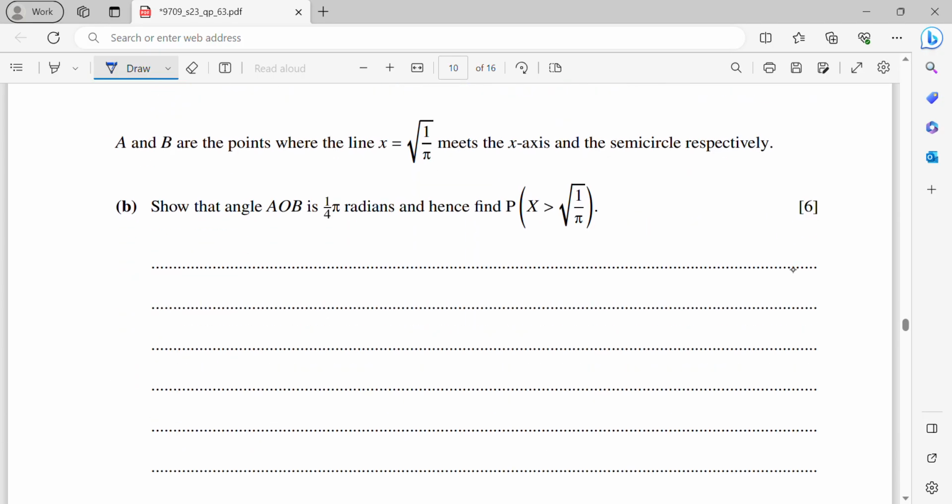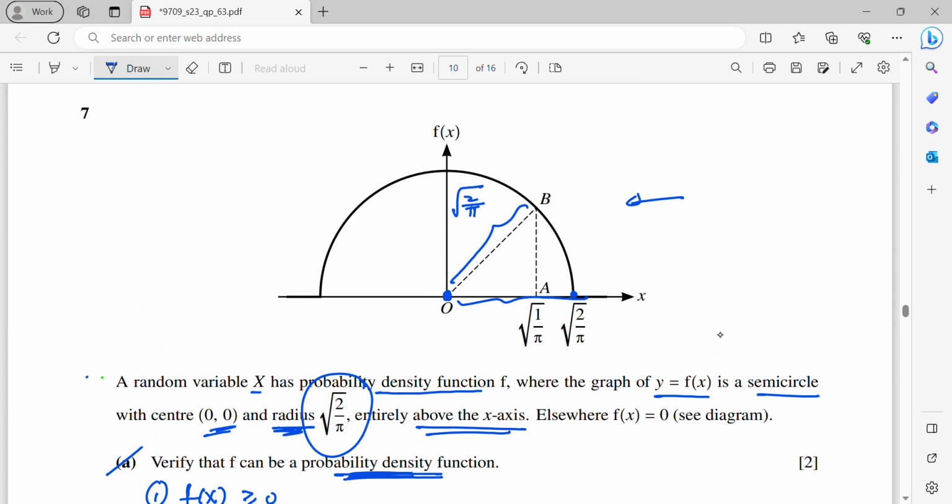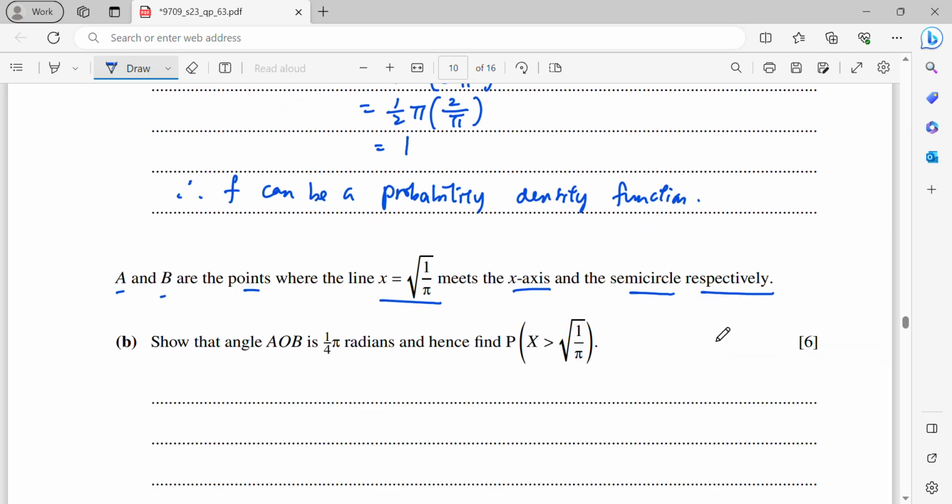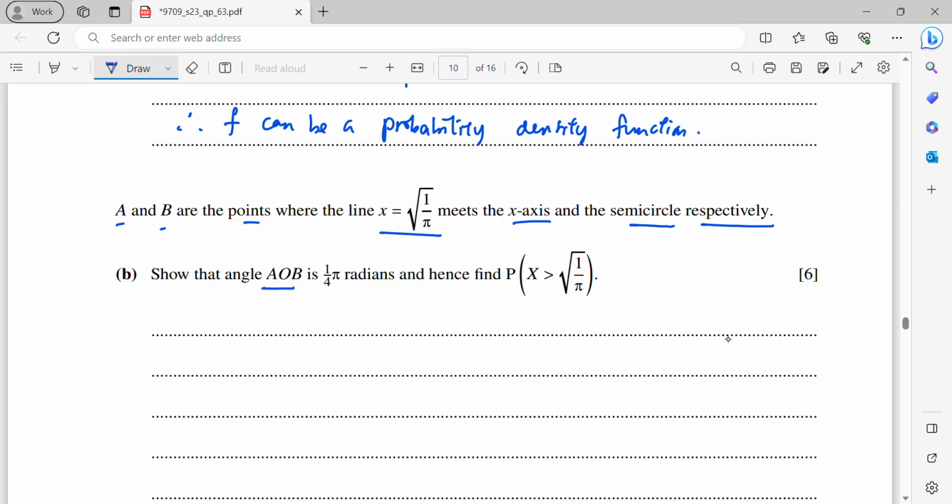Now, points A and B are points where the line x equals square root of 1 over pi meets the x-axis and the semicircle respectively. So basically the points A and B are given. This is A, here is B. Now show that the angle AOB is 1 over 4 pi radians, and hence use the angle to get this probability.